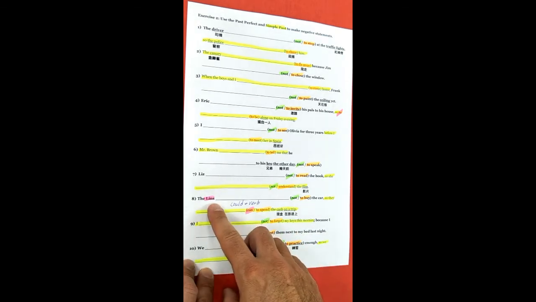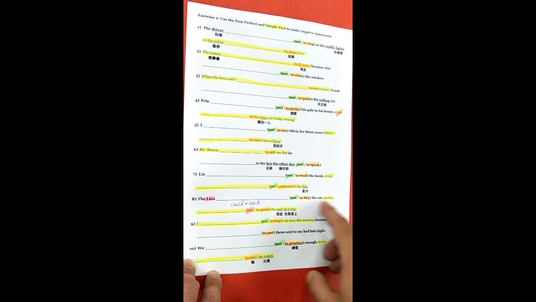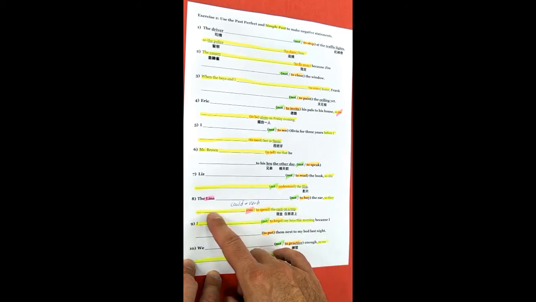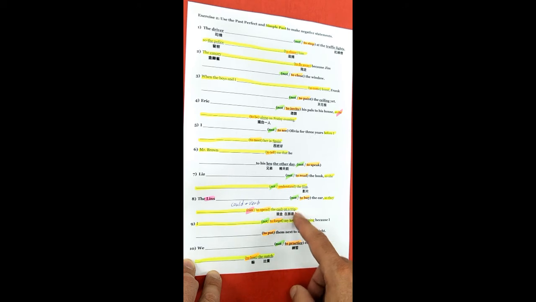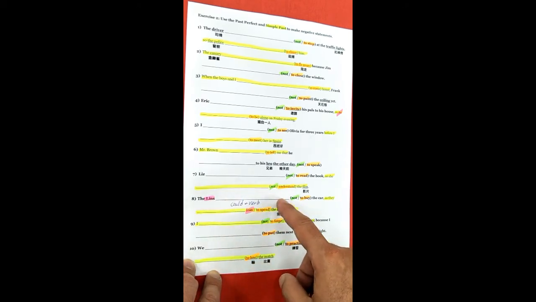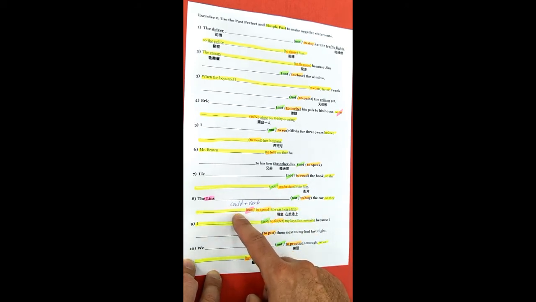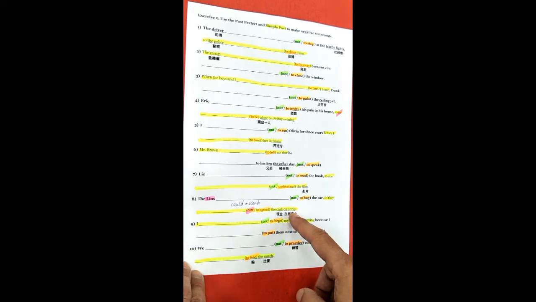The Lyns hadn't bought the car, so they could spend the cash on a trip.